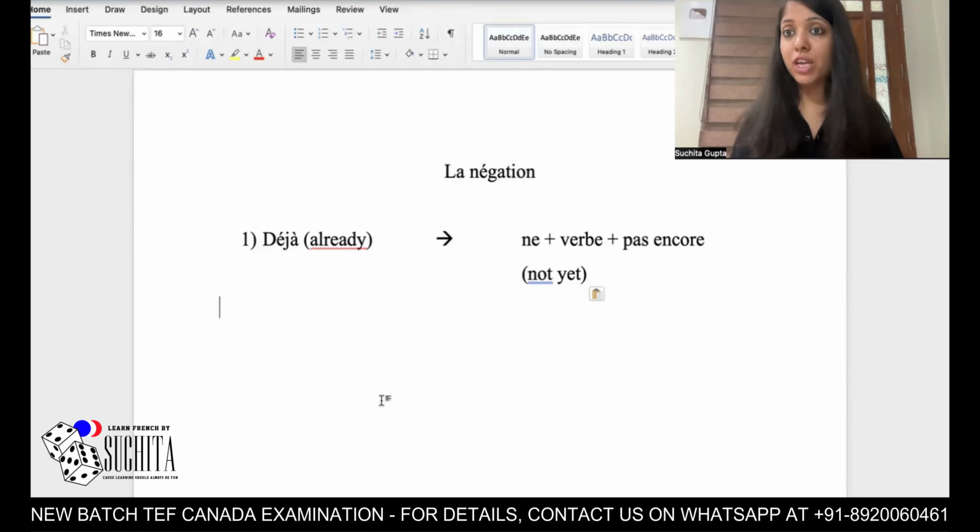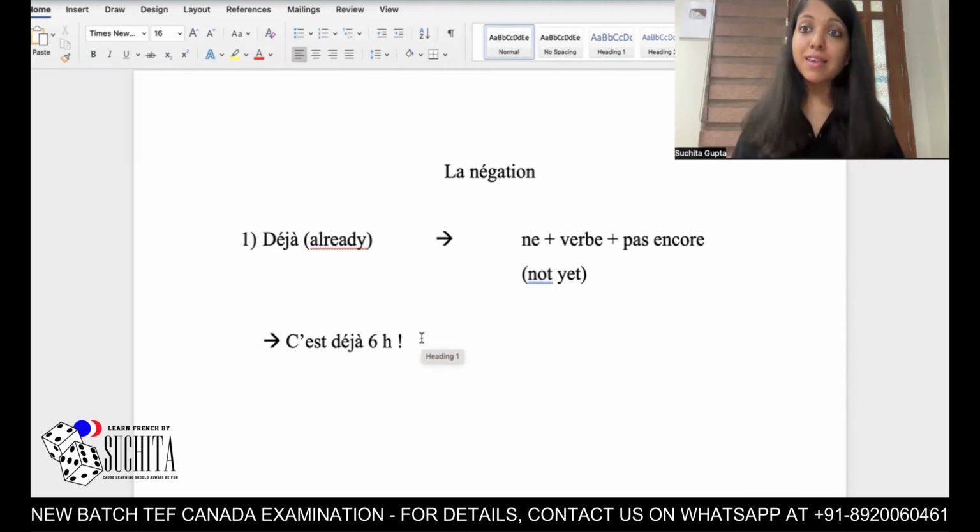So what is the basic rule of negation? For negating a sentence, you always search for the verb in your sentence. Before the verb, you put ne, and after the verb, you put any negation like you put pas, you put rien, you put jamais, you put nulle part. You can put various other negations. Now, similarly, here, if you want to say not yet, then in that case, you will say ne plus verbe plus pas encore. So you'll search for the verb. Before the verb, you're going to put ne, and after the verb, you're going to put pas encore, which will make it ne plus verb plus pas encore, and the meaning that you will get is not yet.